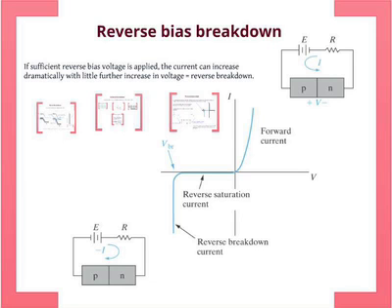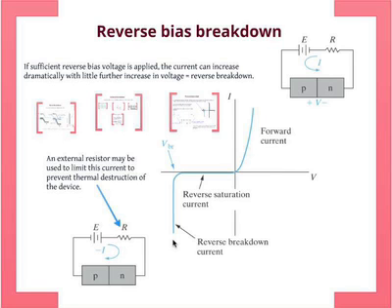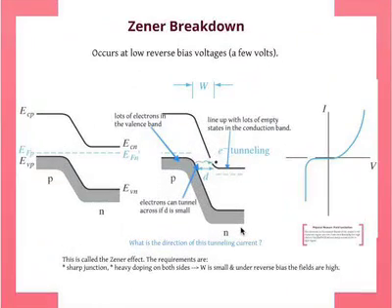Now let's understand what the mechanism is. If sufficient reverse bias voltage is applied, the current can increase dramatically with little further increase in voltage. This is called the reverse breakdown. So you get this big increase in current, and the voltage basically becomes fixed. That turns out to be an important point, as you will see. An external resistor may be used to limit this current to prevent thermal destruction of the device. We just did that. Some diodes do operate in reverse breakdown, and let's look at some details.